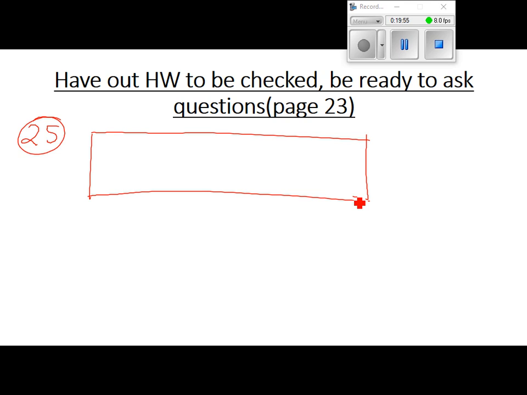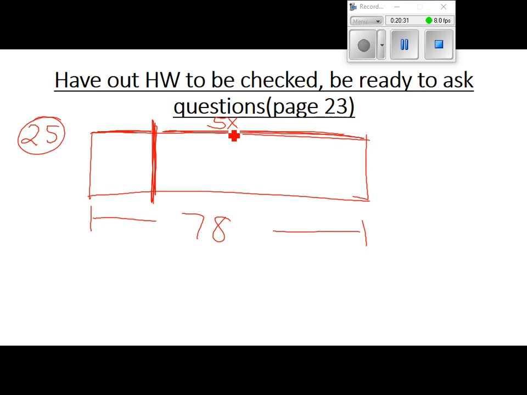Again, carpenter has a piece of wood, 78 inches long. So what do I know about this whole length? 78. He wants to cut it. So he's going to cut it. Maybe right there, I don't know. So that one piece is five times as long as the other piece. He's going to cut it right there. What do we know about this longer piece in relationship to that piece? It's five times. So do I just put five here? 5x.